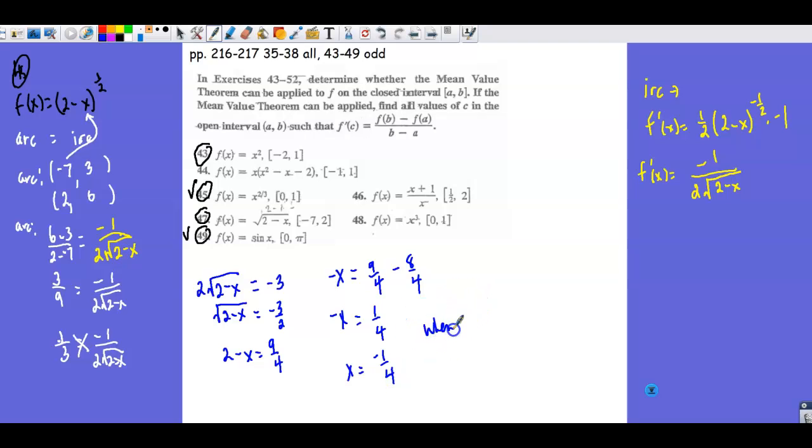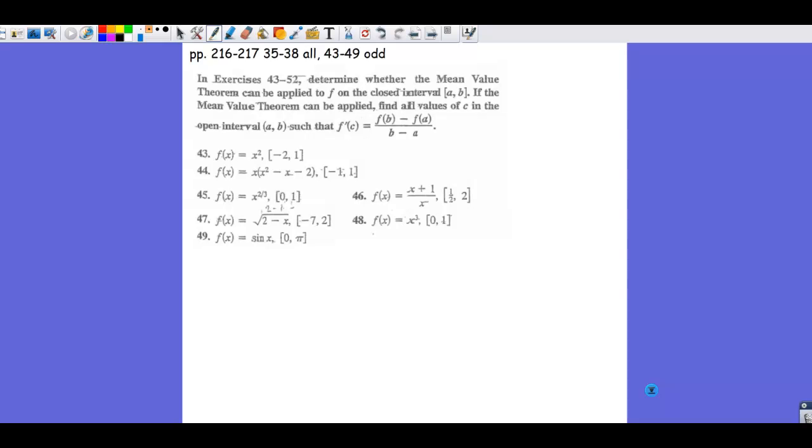So when x equals -1/4, the average rate of change is equal to the instant rate of change, and so that is the value of C guaranteed by the mean value theorem. So that was a good one to do for you. And let's take a look at number 49. And finally, number 49.